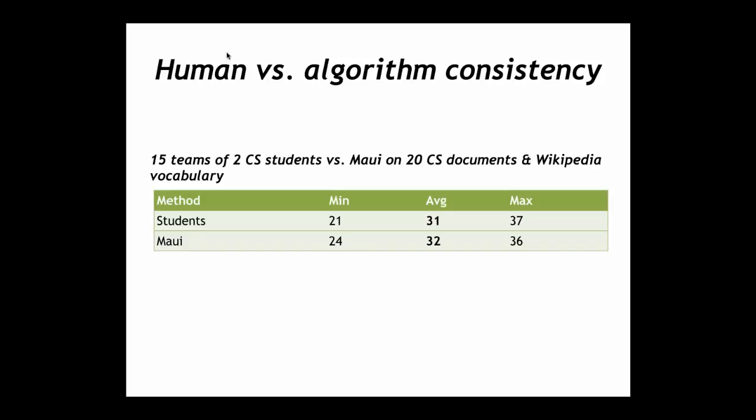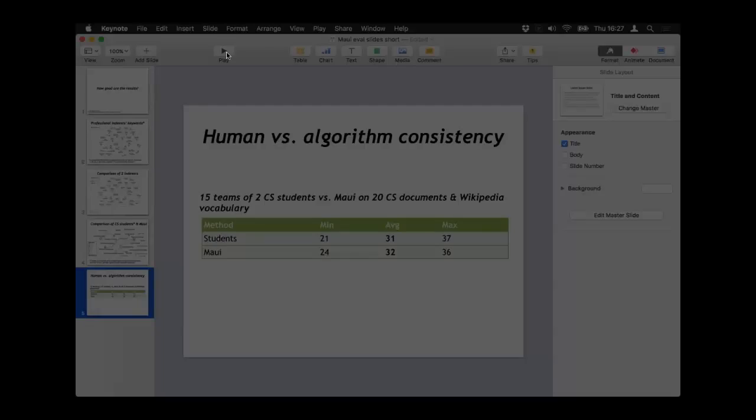So the team came up with a measure of consistency between these different collections of tags that the different teams and the algorithm produced. And so they repeated this on 20 different documents. If you look at the numbers here, for most of the documents, in the worst case, Maui did a little bit better than the students. In the best case, it did just a little bit worse.